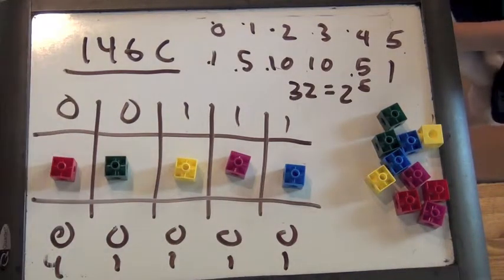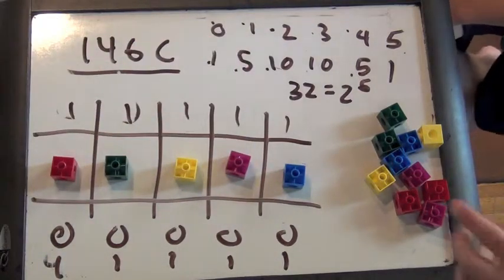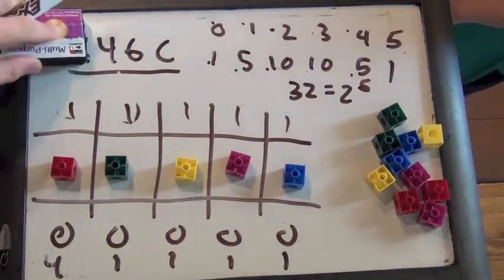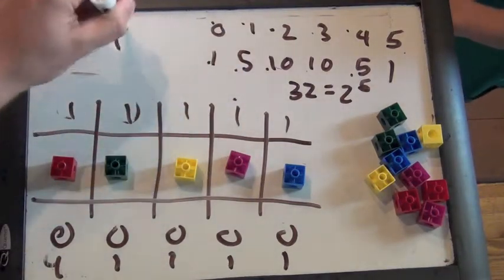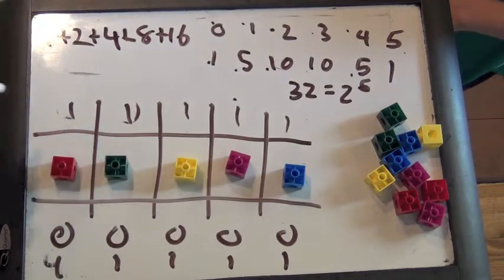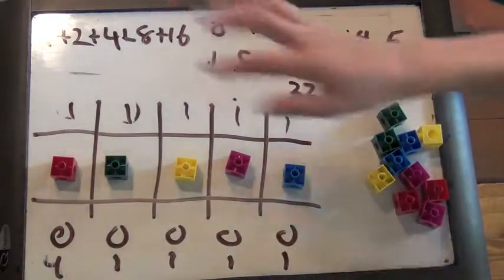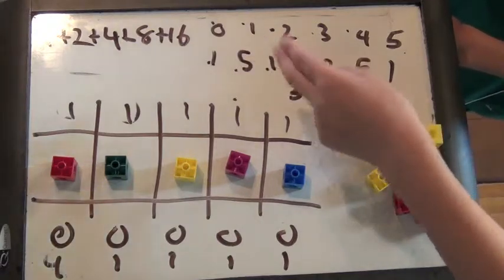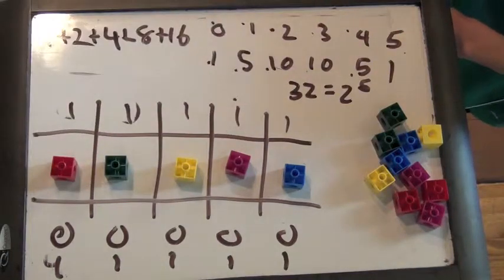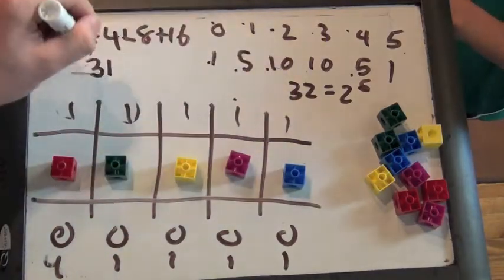Well, what does the binary number 1, 1, 1, 1, 1 represent? Well, it represents 1 times 1, plus 1 times 2, plus 1 times 4, plus 8, plus 16. Actually, it's 1, 2, 4, 8, 16. Okay. So now we have to add this up, which is going to be 31. So this number 1, 1, 1, 1, 1 represents the number 31.